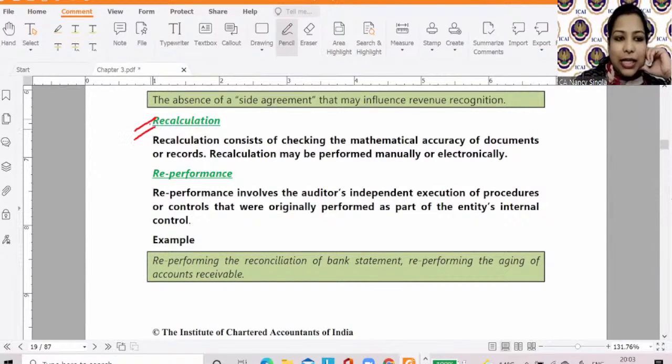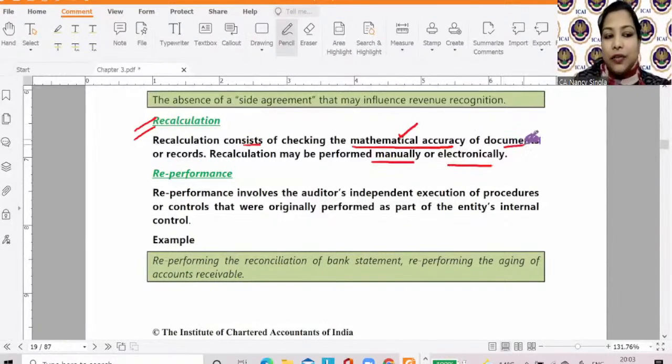Recalculation. See, as the name suggests, let's say depreciation. Management has already calculated it, but management ne calculate kar diya, to is it enough? Nahin. We are examining the financial information, and depreciation is one of the financial informations, very important financial information. So I will check the mathematical accuracy. I may do it manually or electronically. So one of the audit procedures is what? Recalculation. It consists of checking the mathematical accuracy of documents or records. I gave you example of what? Depreciation. Recalculation may be performed manually or electronically.